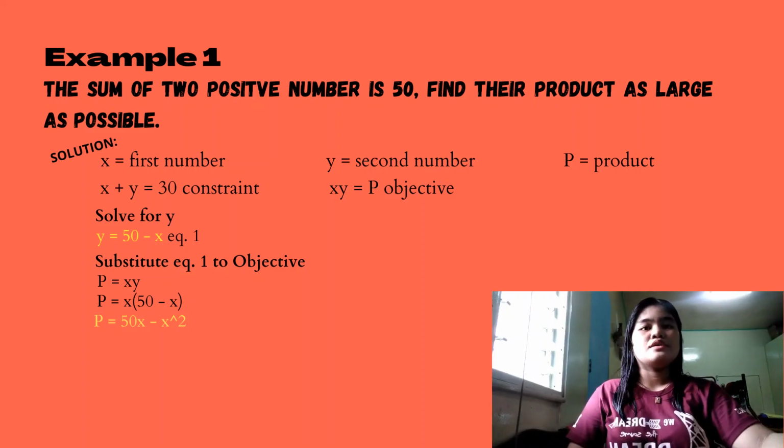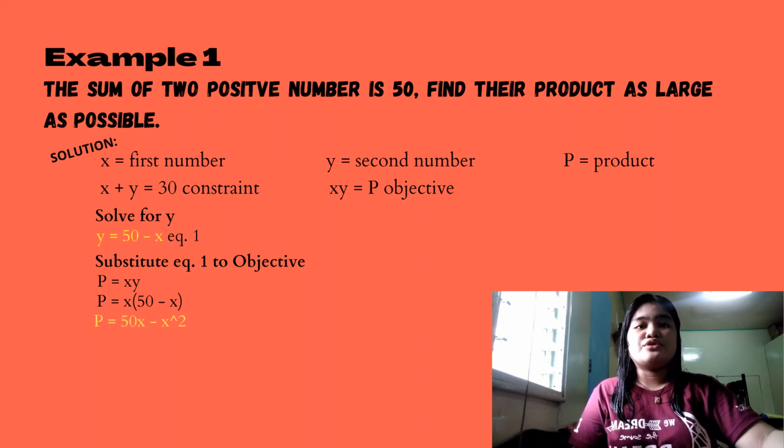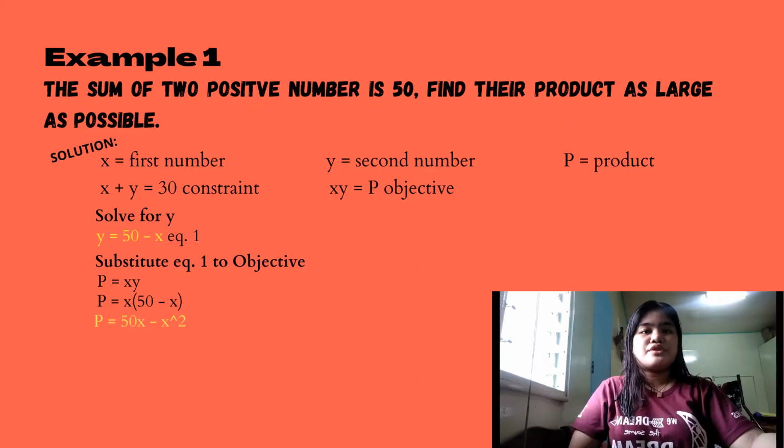x plus y is equal to 50, and our objective is x times y is equal to p, or the product. Solve for y. In order to solve for y, we're going to use the constraint x plus y is equal to 50. We're going to transpose the x to the other side, and it will become negative x. So our equation number 1 is y is equal to 50 minus x. Number 3. Substitute equation 1 to the objective.